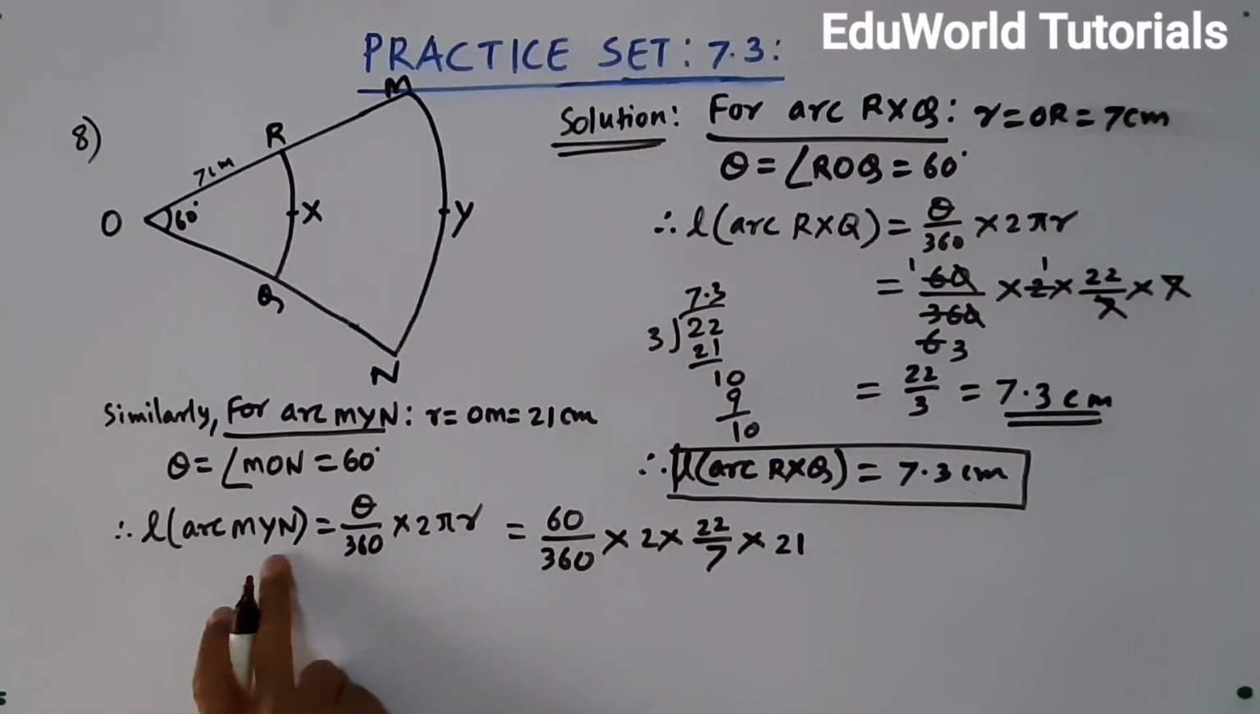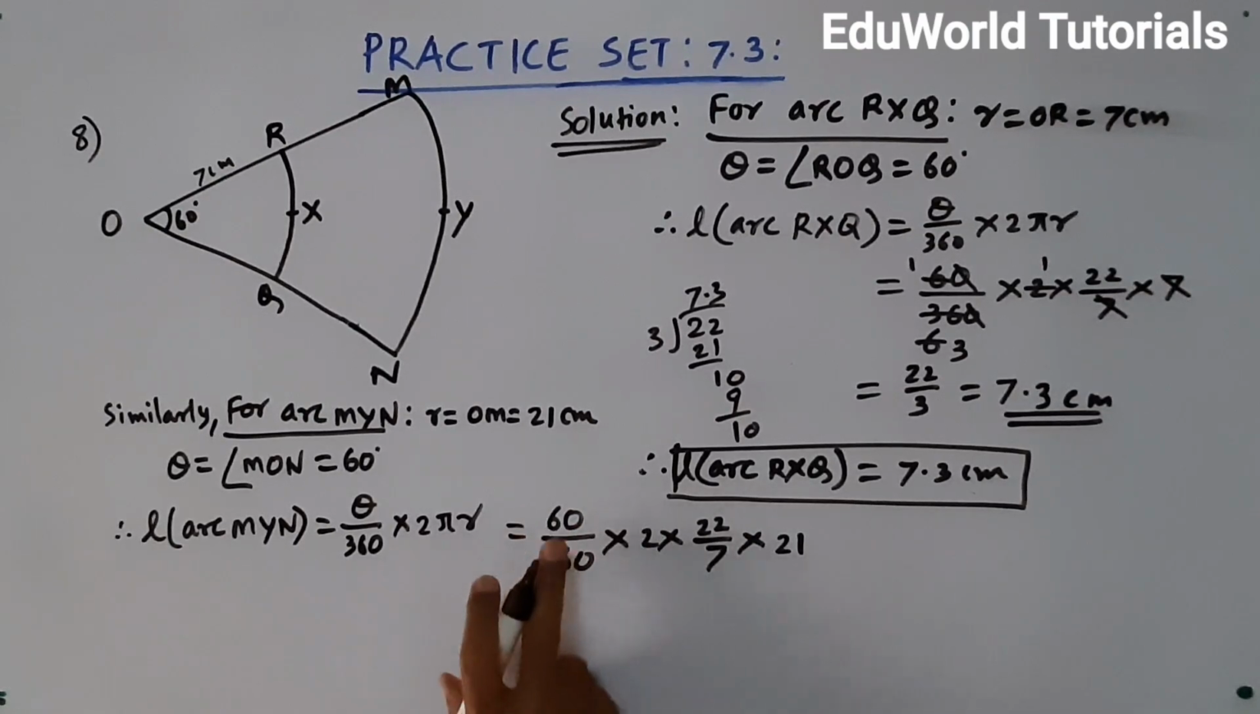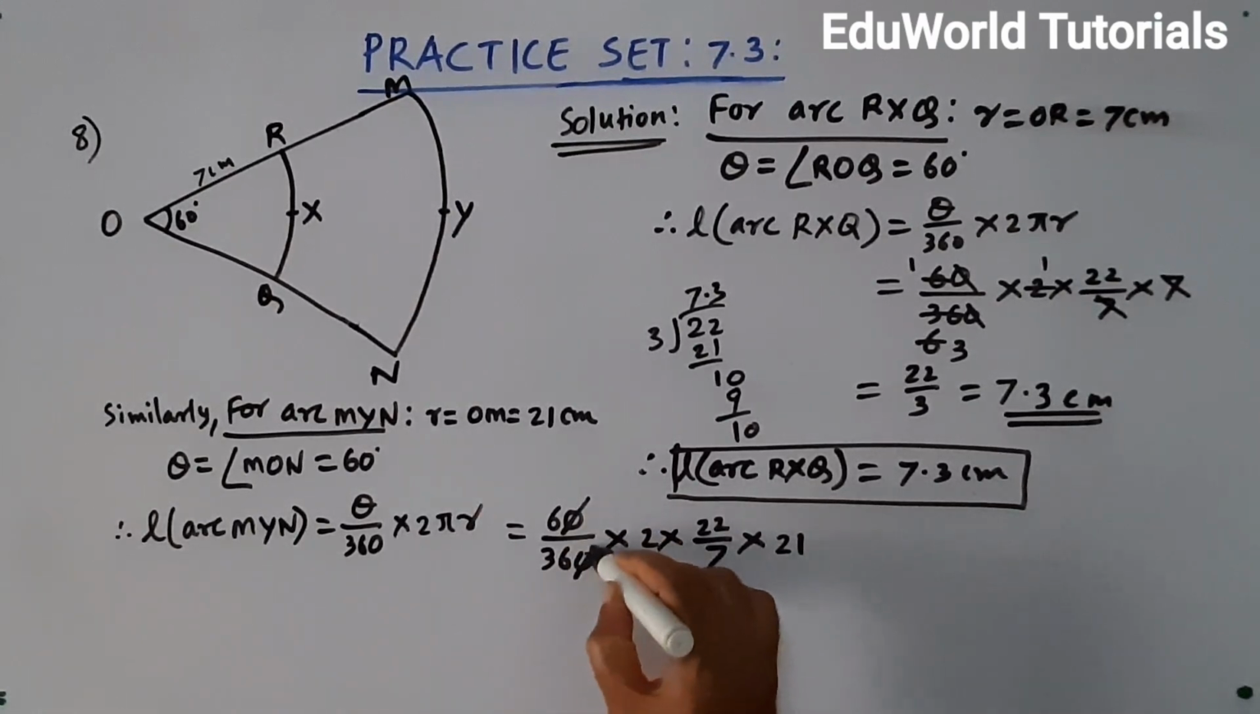Now formula, length of arc MYN is theta upon 360 into 2 pi r, or theta upon 180 into pi r. I have substituted the values of theta 60 upon 360, 2 into pi 22 by 7, into radius 21. Cancellation, 0 and 0 cuts.